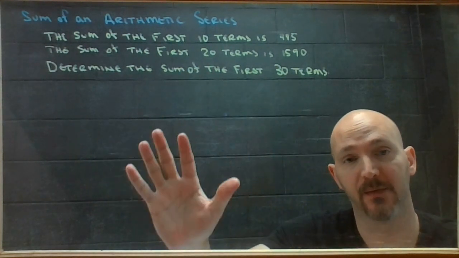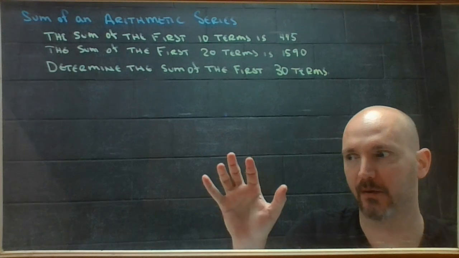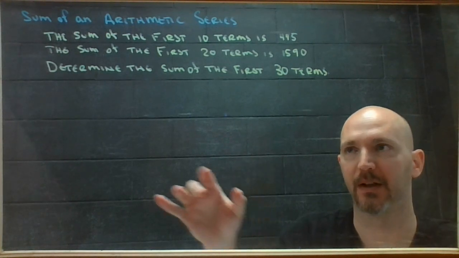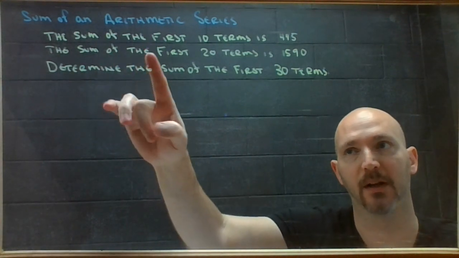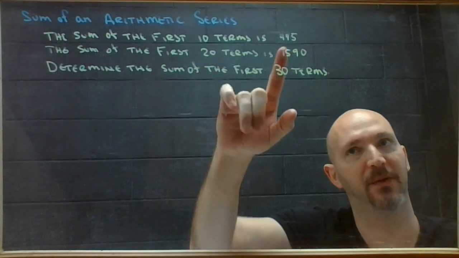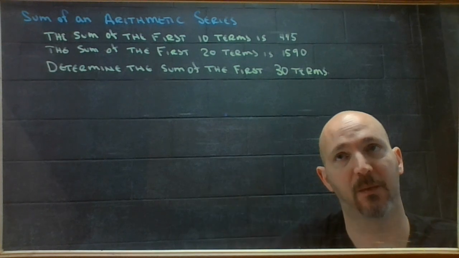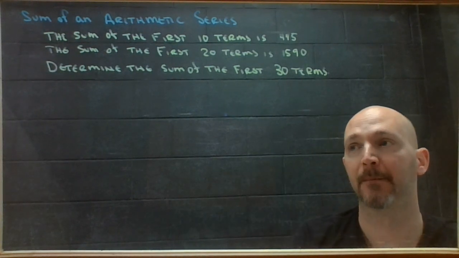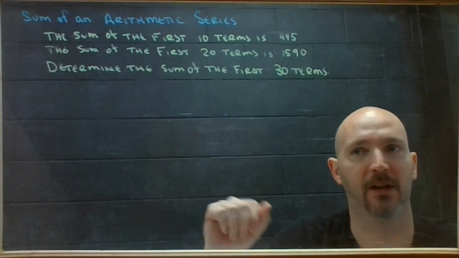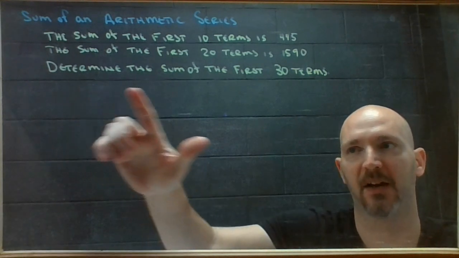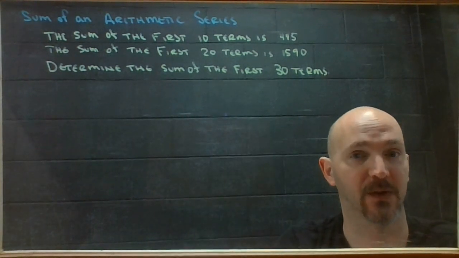Somehow, someone has figured out, perhaps carved in the side of an ancient tomb somewhere, that there is a series where the first 10 terms add up to 445, and the sum of the first 20 terms adds up to 1,590. And in order to unlock the mysteries of the universe, you just have to determine the sum of the first 30 terms.